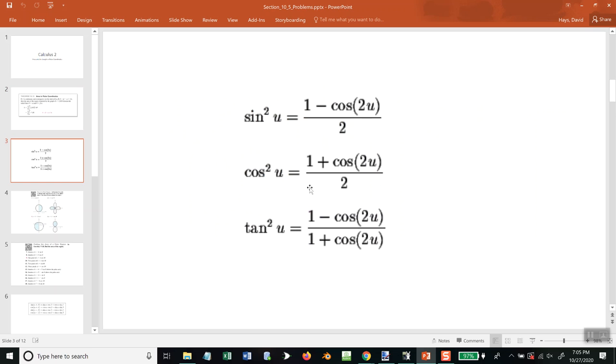Now here's our power reducing formulas. Sine squared u is equal to 1 minus cosine 2u over 2. And cosine squared of u is equal to 1 plus cosine 2u over 2. And tangent squared is equal to 1 minus cosine 2u over 1 plus cosine 2u. That's just another way of writing it. Yes, because you'll have a lot of problems that end up with sine squared and cosine squared. I'm not sure if I've seen one end up with tangent squared.